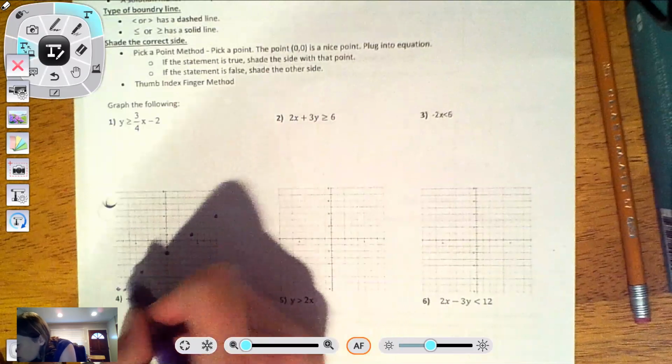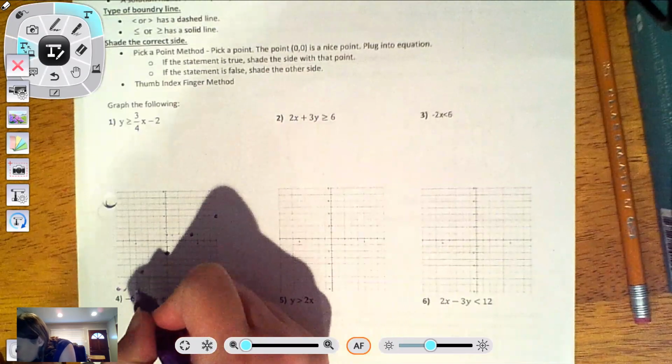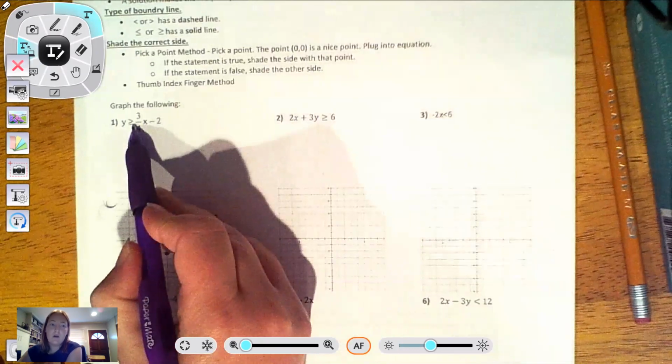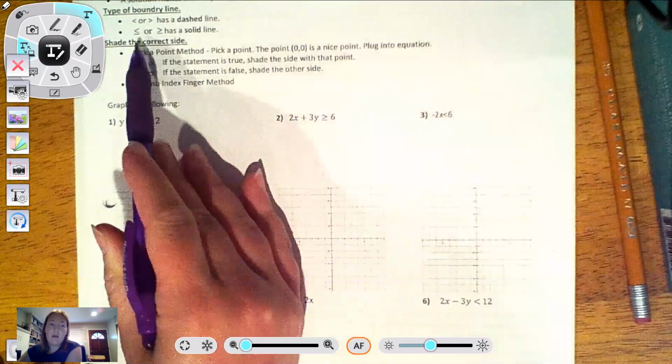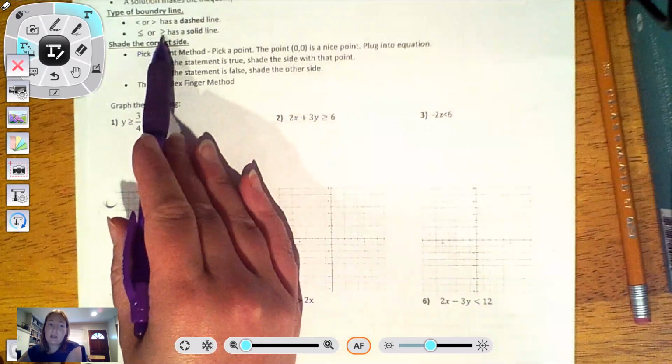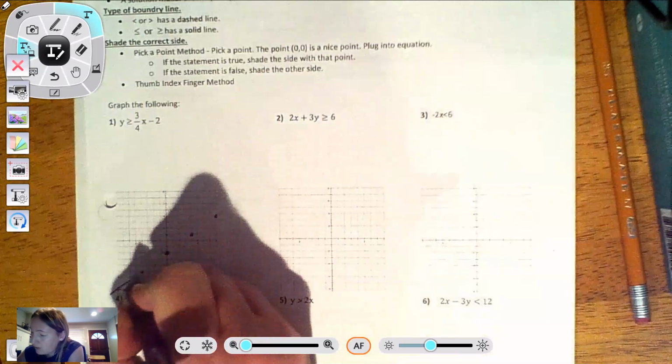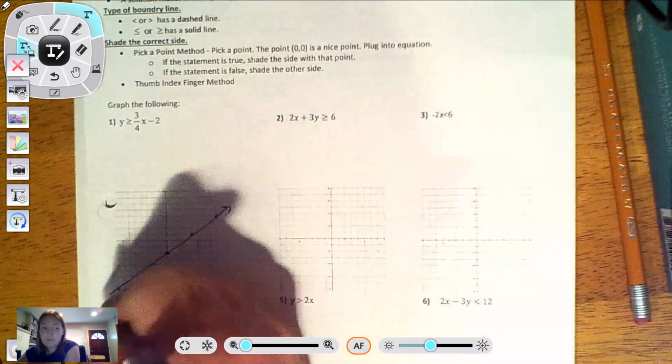1, 2, 3, 1, 2, 3, 4. Okay. Now because it's greater than or equal to, it is going to have a solid line because it's including those. Equal to meaning including. So I make a solid line through those. So that's the boundary line.